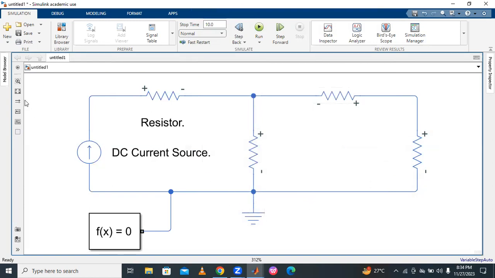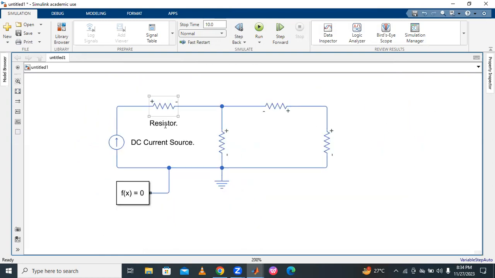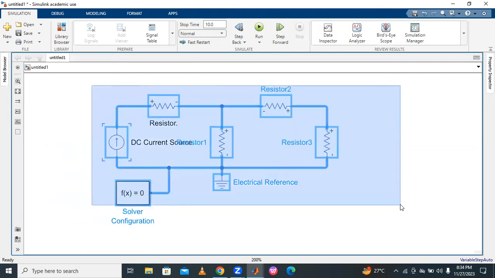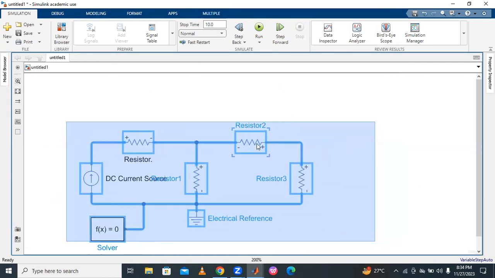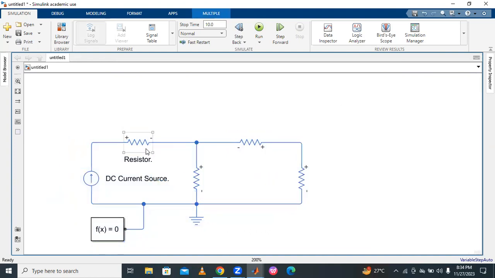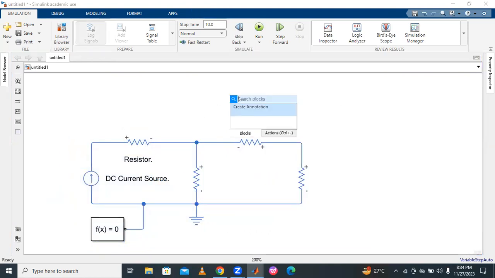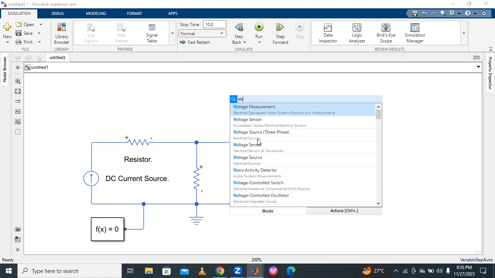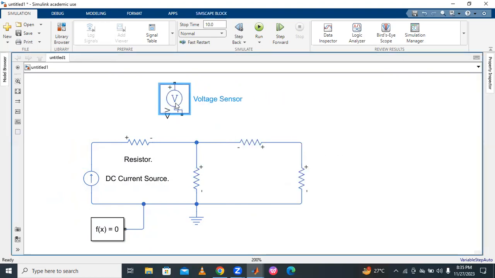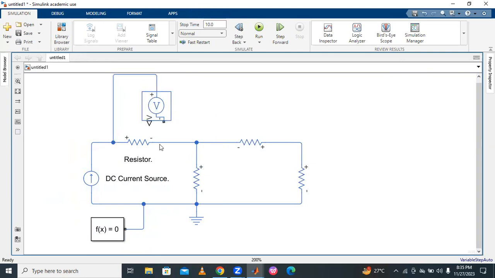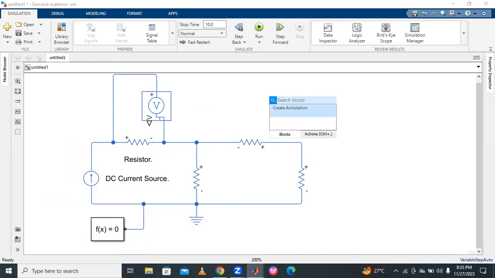And then to measure the voltage, for example, if you want to measure the voltage across the first resistor, take one voltage sensor. This is called a voltage sensor. Connect it exactly in parallel to the resistor, with one positive terminal and the negative terminal of the voltage sensor connected like this.